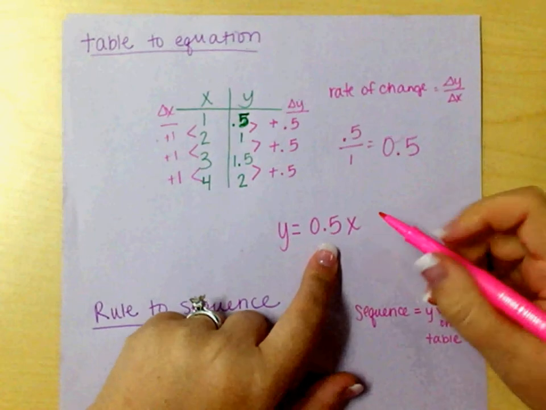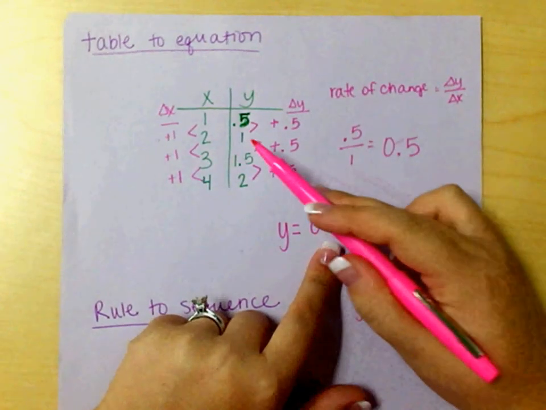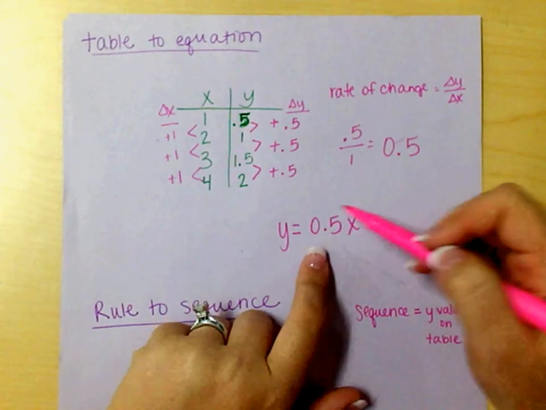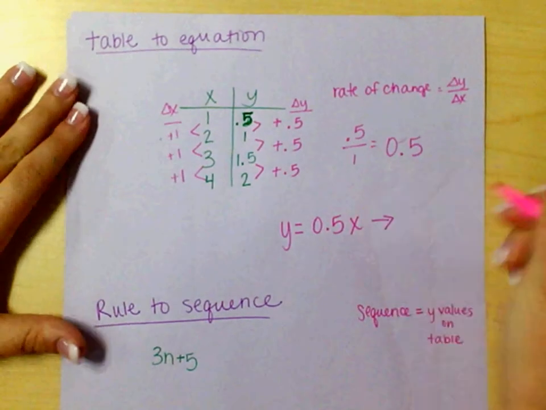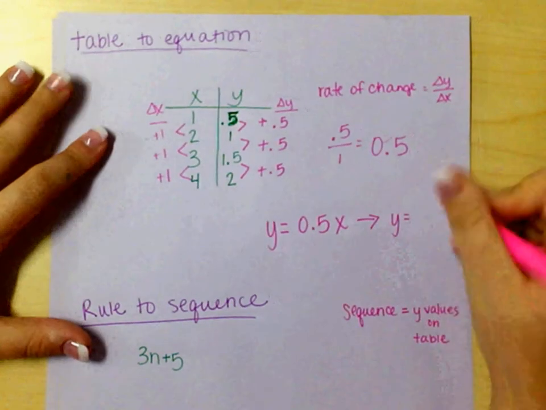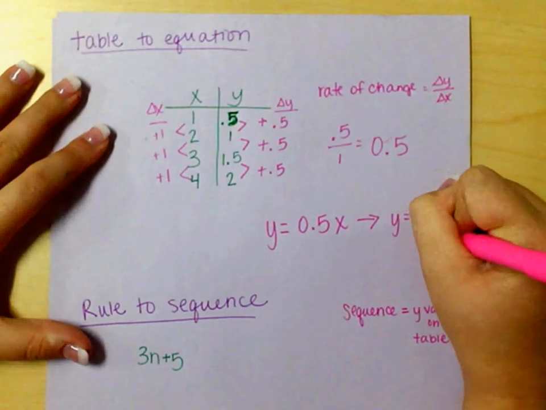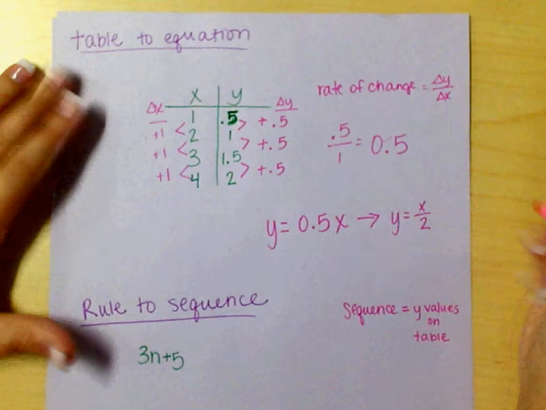Then you need to check and see if you need a constant by plugging back in. If I plug 1 back into x, I'm going to get 0.5 times 1, which is 0.5. I'm good to go. The only other thing you're going to need to know is that this could also be written as x divided by 2, right? Because really this is 1/2 times x.